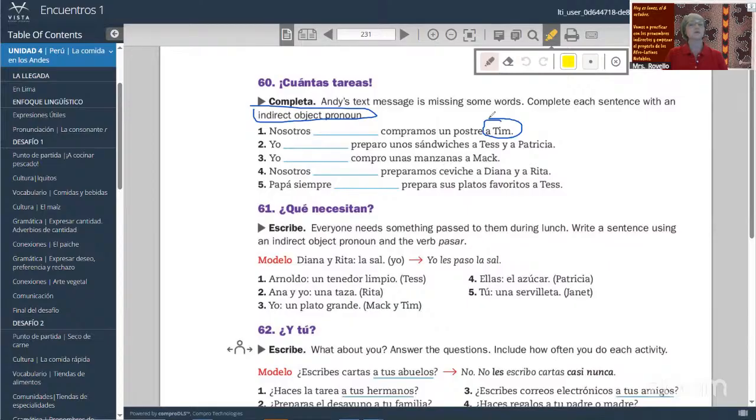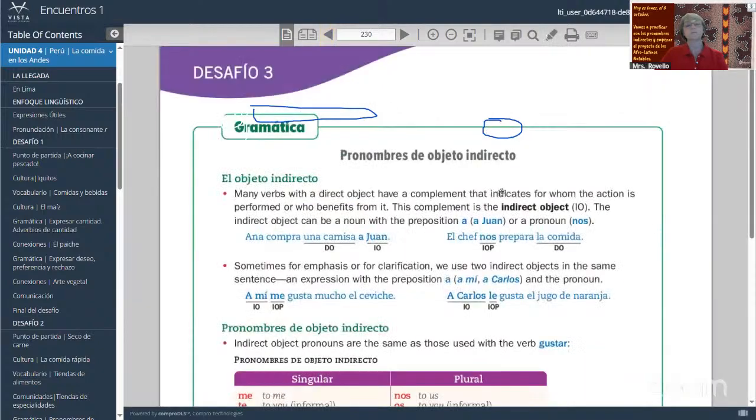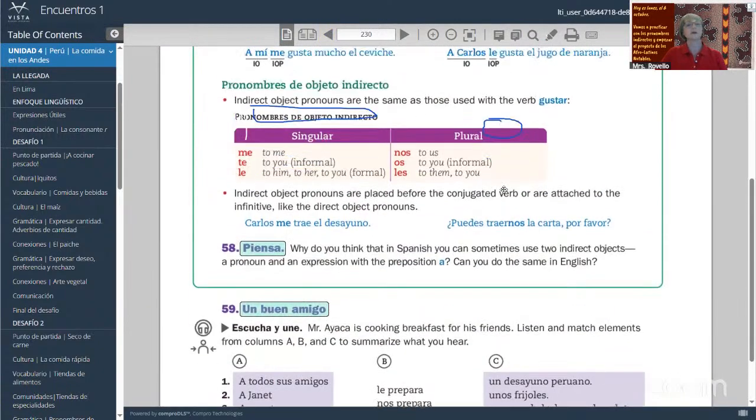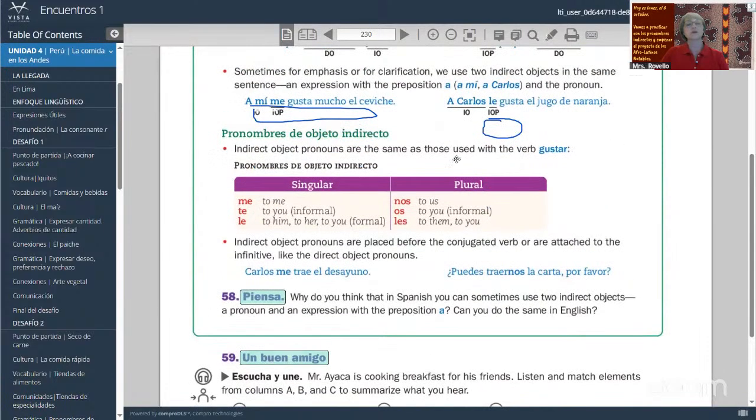What pronoun do we use? What indirect object pronoun do we use? Is it me? Is it te? Is it le? Is it nos? Or is it les? Let me go back. Here's our choices, right, you guys? So if we're saying for Tim, we're buying a dessert for Tim. Tim is one dude, right? He is the person we are buying the cake for, okay?